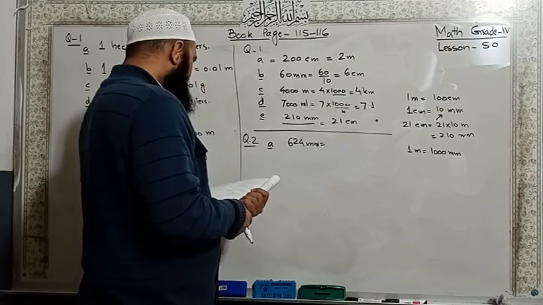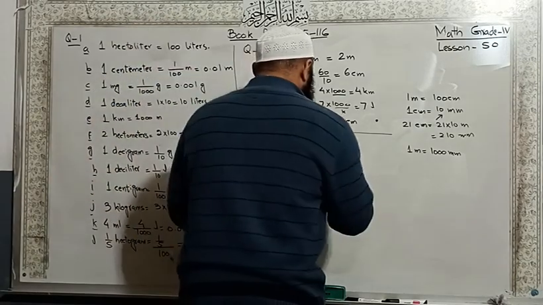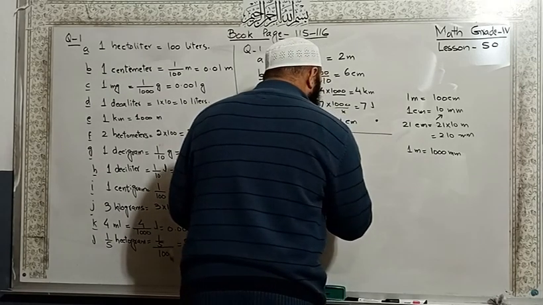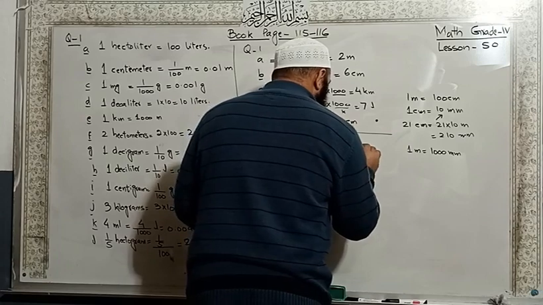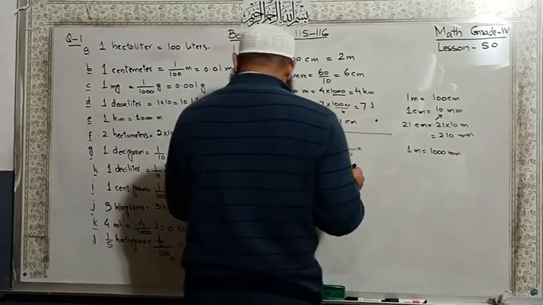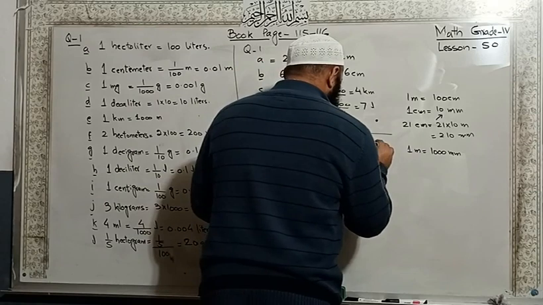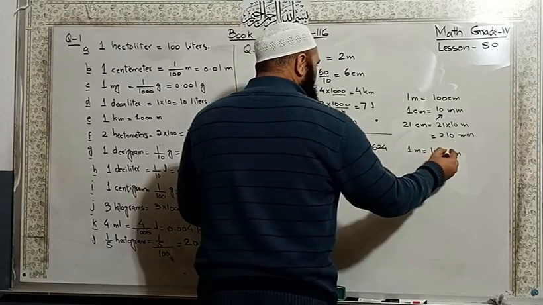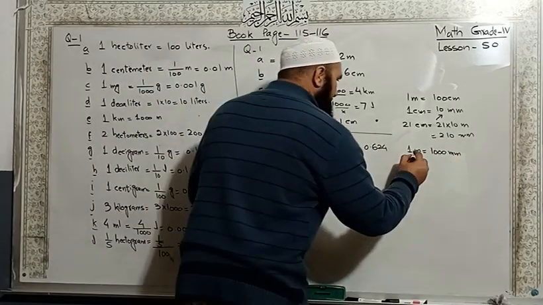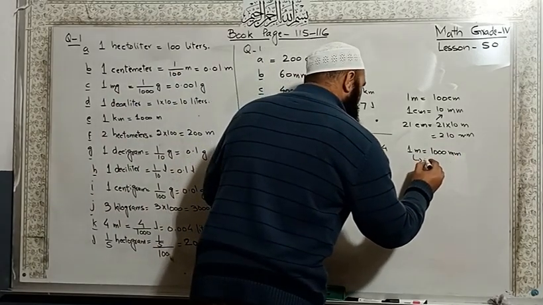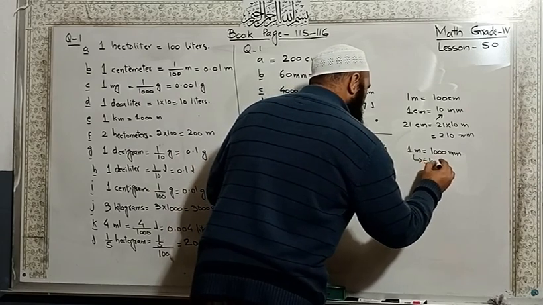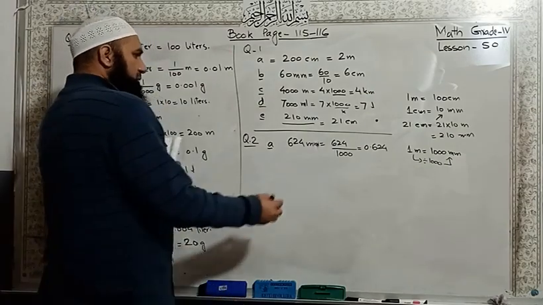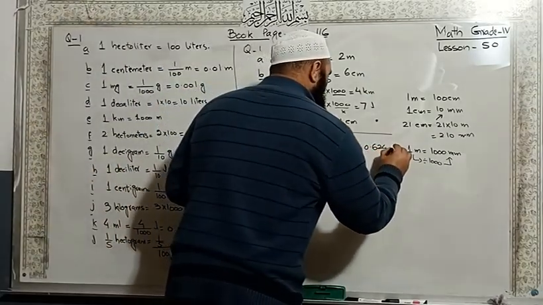We will divide it. 624 divided by 1000. After division, you will get the answer 0.624. We are changing a smaller unit into a larger unit. How do we change smaller units into larger units? By division. So this will be equal to 0.624 meters.